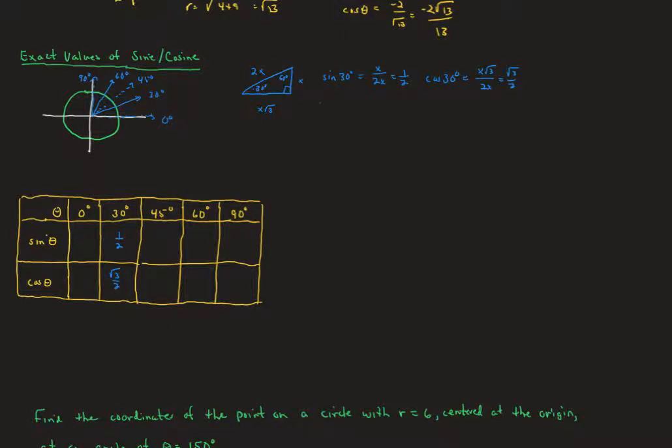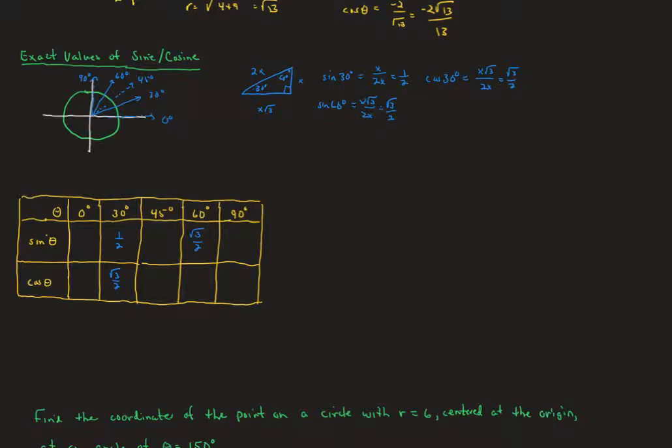Now, in this triangle, we can also do the sine of 60 degrees. So looking at the 60-degree angle, opposite over hypotenuse is going to be exactly the same as we got for the cosine of 30. Remember, we said that these are called cofunctions. The sine of one angle is the cosine of its complement. So if the cosine of 30 degrees is square root of 3 over 2, the sine of 90 minus 30, which is 60, should also be square root of 3 over 2, and it is.